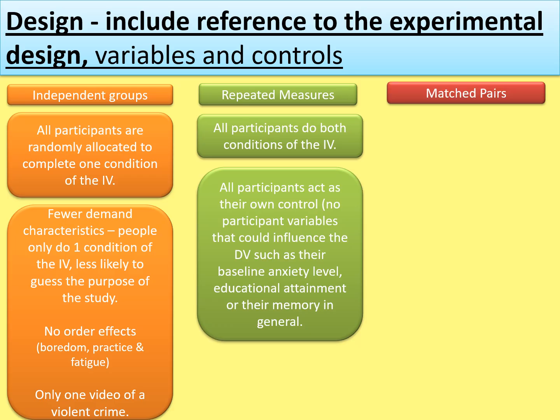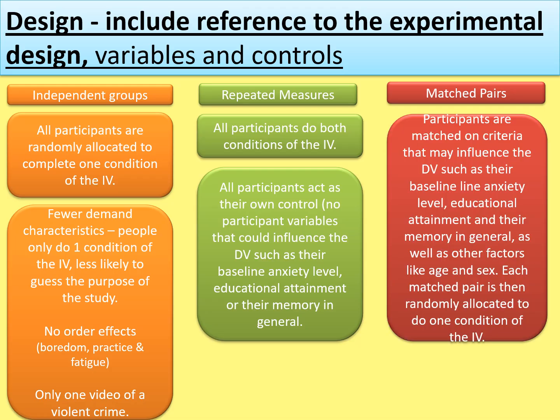The last experimental design you could choose is matched pairs. Now I always say to my students I'd avoid matched pairs like the plague because it's hard and it gets a bit complicated. But if you like it, then go for it, and there's no reason why you can't. So if you decided to choose matched pairs, you need to say what it is.